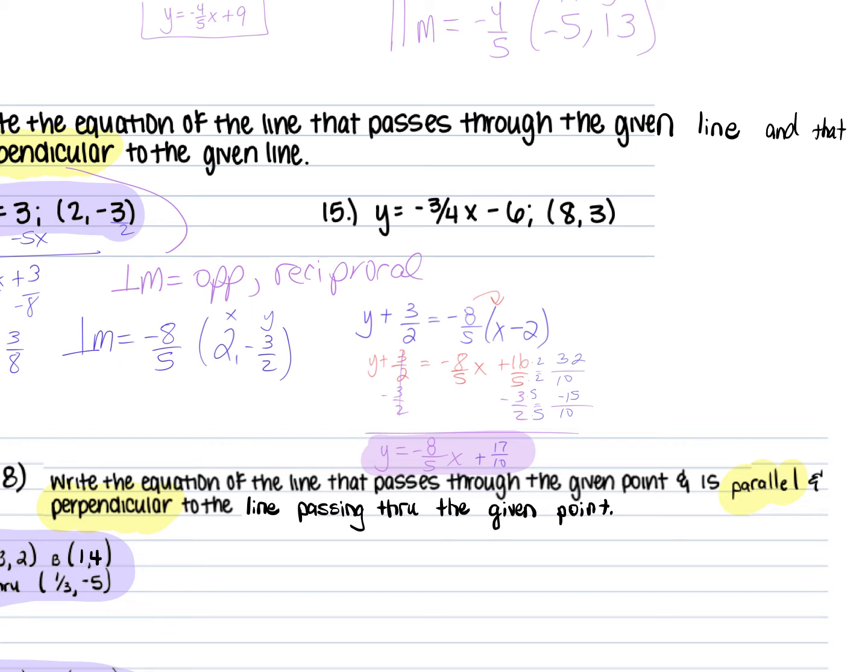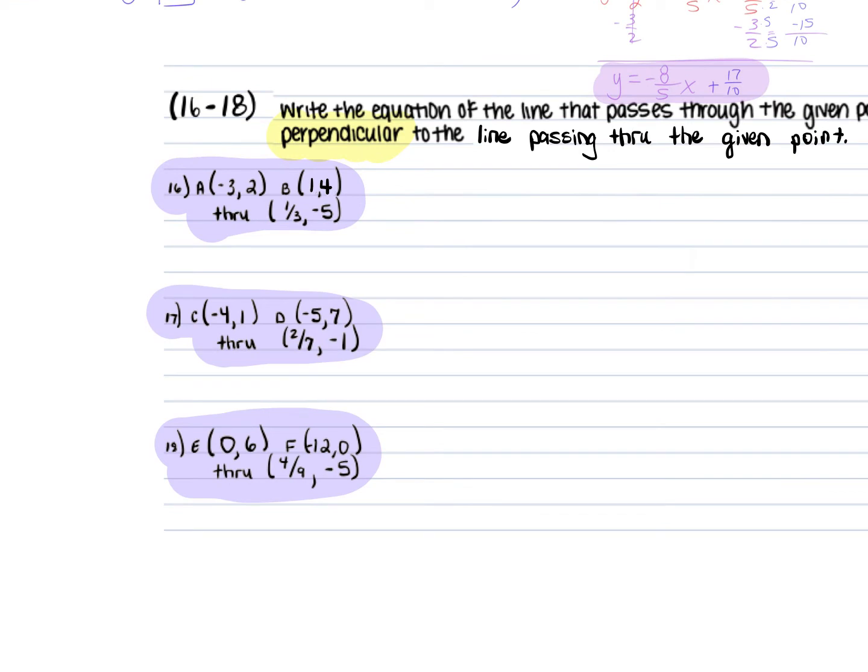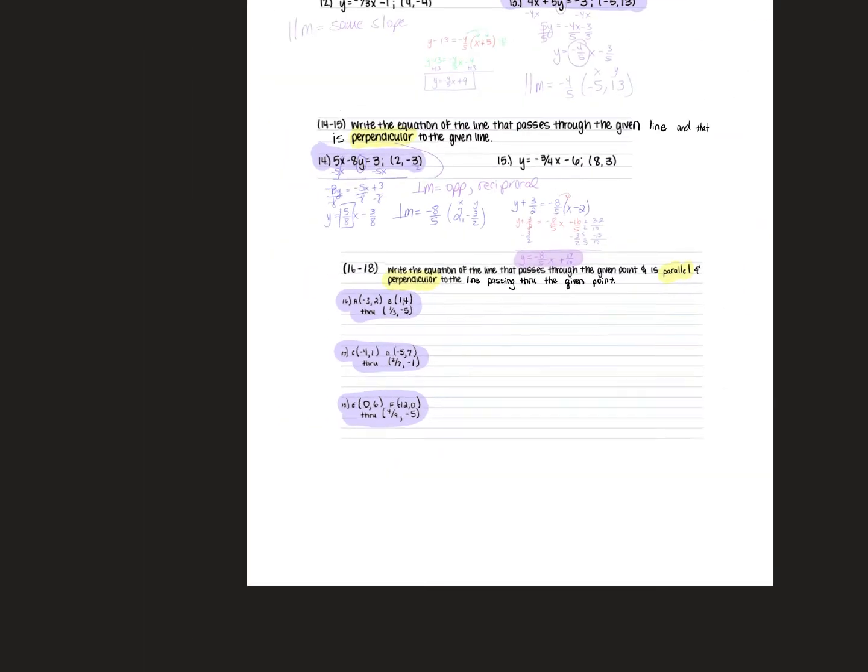Yes, sir? I'm sorry, I zoomed out. Why did you make it 3 over 2? I just changed it to make it harder. Oh. Just to be a pain. Did it work? Did it work a little bit?